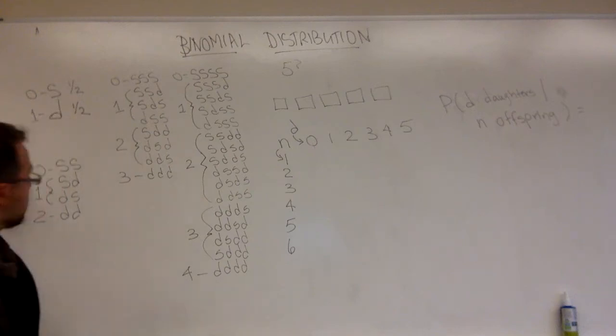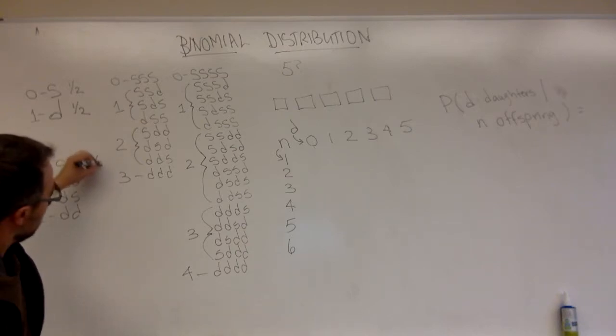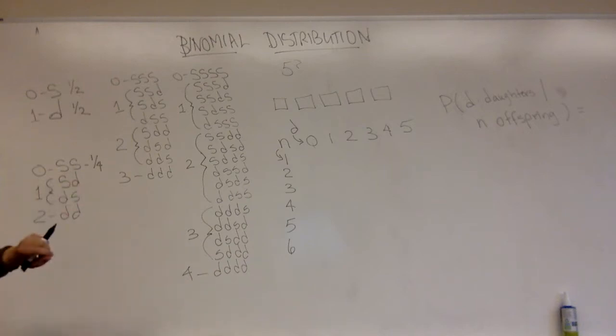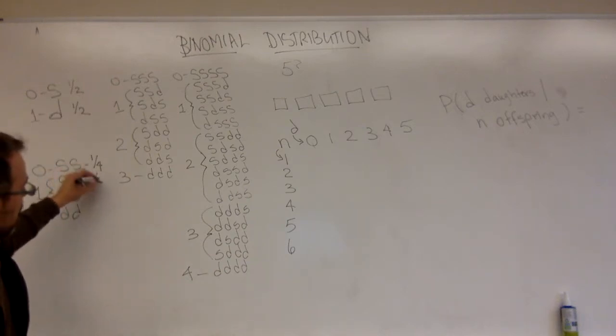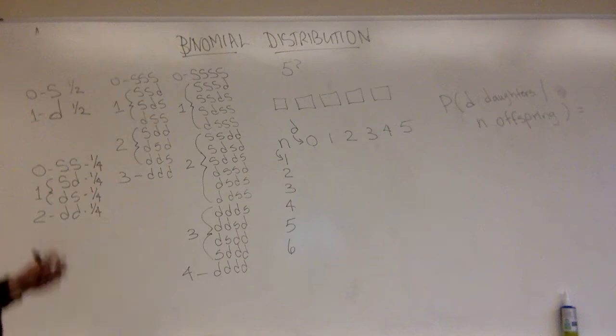Okay, easy enough. If we get to 2 offspring, now we have 4 different combinations. We could have a son and a son, and the probability of that is 1/2 times 1/2, so 1/4. Or we could get a son and then a daughter. The probability of that is 1/2 times 1/2, so 1/4. Or we could get a daughter and then a son. So each one has probability 1/4.